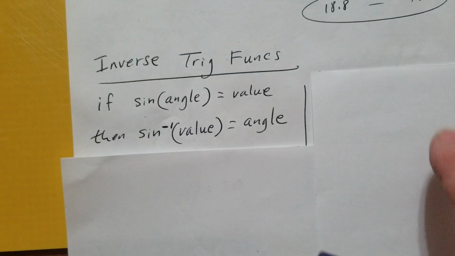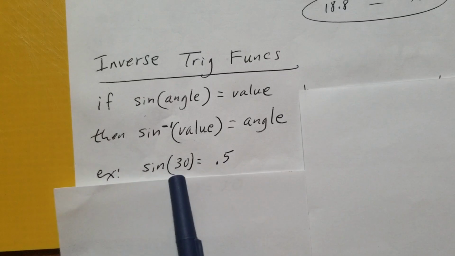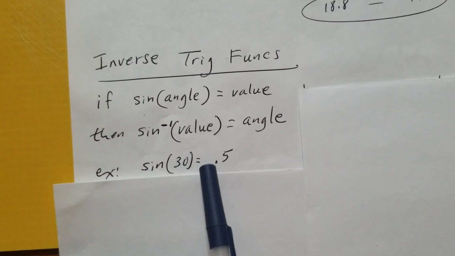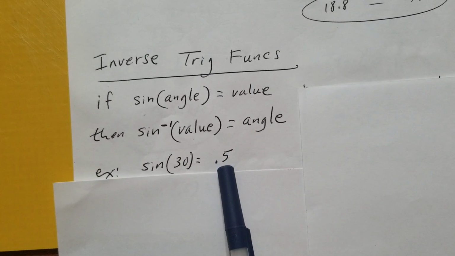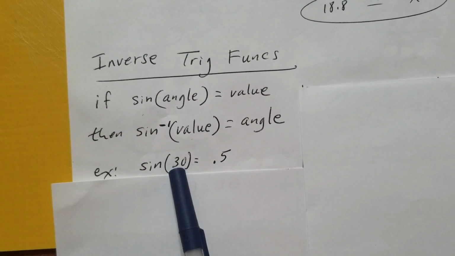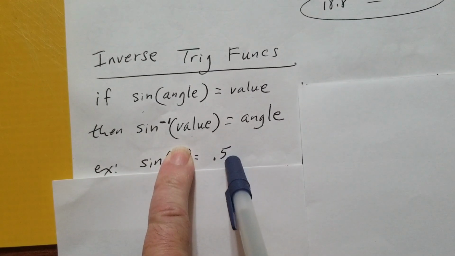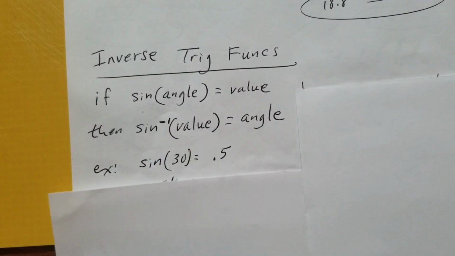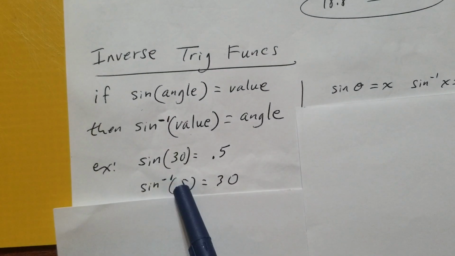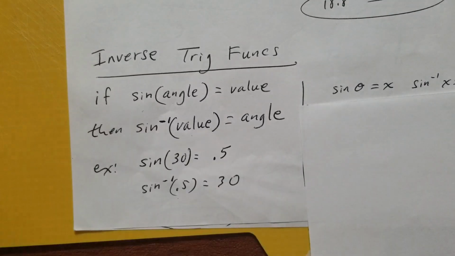I think if you see it in action, you'll see that it is easy. For example, sine of 30, if you put that in the calculator, it'll say 0.5. That's the value. That's the angle. So what if you knew the value, but you didn't know the angle? How do you enter that in the calculator? Inverse. So you put inverse sine of 0.5, and it'll give you the angle. Try it if you have a calculator.